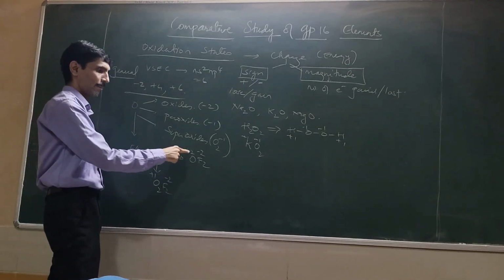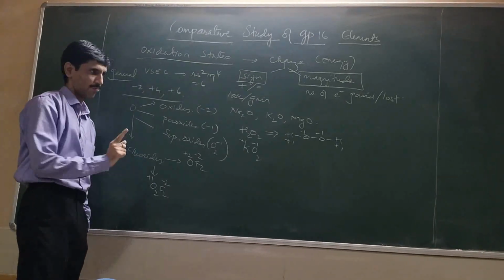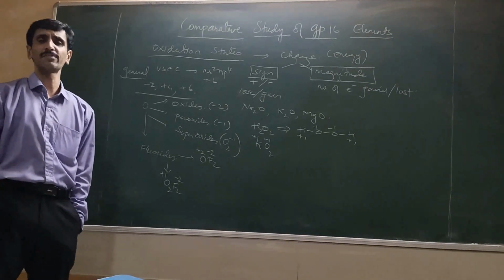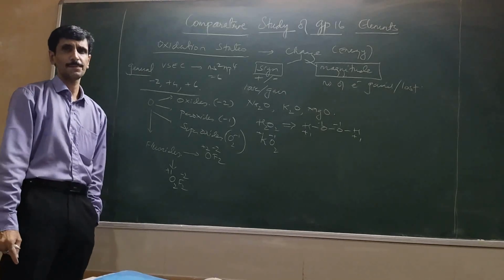And having a charge of plus 2, if it is forming difluoride, or plus 1 if it is forming monofluoride. So this is, my friends, the oxidation state of the first element of this particular group, and that is oxygen. I hope you have understood this.